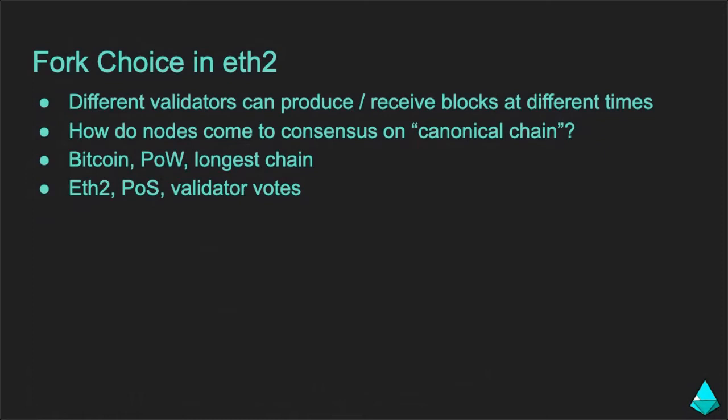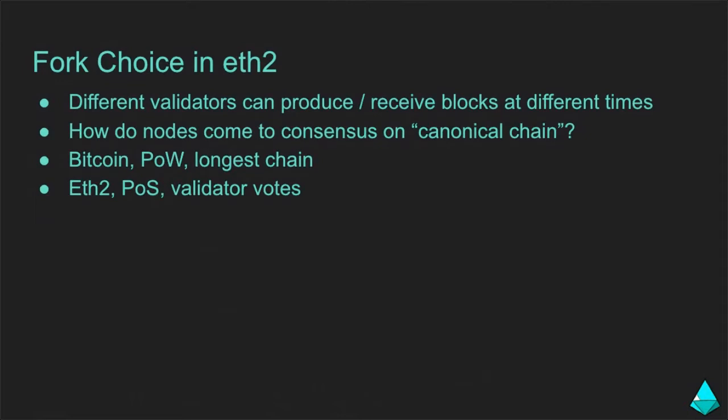And in Bitcoin, which uses proof of work security, it's easy. You always follow the longest chain because you know the longest chain has the most work, right? But in ETH2, with proof of stake security, instead of following the longest chain, you follow the chain that has the most validated votes, right? So the fork choice essentially helps you filter out to a canonical chain that has the most validated votes.